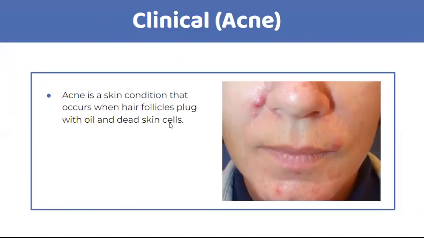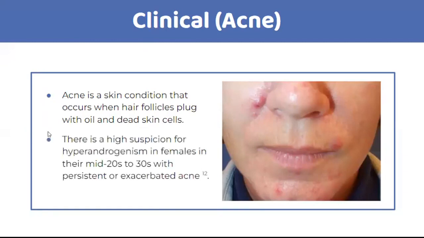Acne. What is acne? Acne is this particular condition when your hair follicles end up plugging with oil and dead skin cells. There is a high suspicion for hyperandrogenism in females in their mid-20s to 30s with persistent or exacerbated acne. Okay, so you might see this in females in their mid-20s to mid-30s, where they have a lot of acne on the face. This is also a symptom that they're having excessive male hormones inside the body.